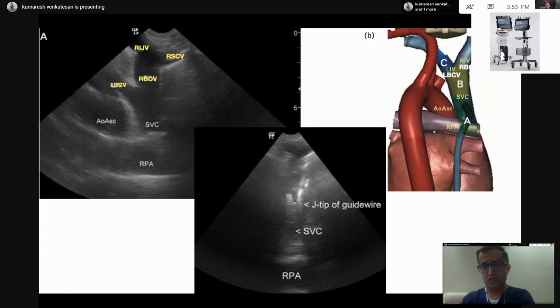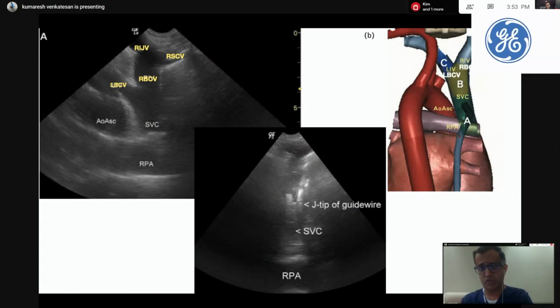And this is where I find the use of the microconvex probe very useful. If you tilt the probe and look down into the mediastinum, you can see the confluence of the internal jugular vein and the subclavian vein. You may be able to visualize the brachiocephalic vein and the upper part of the SVC. And here you will be able to see the advancing guide wire. In that way, you're certain that the guide wire is heading towards the heart, which is the intended area where you want the tip of the central venous catheter to finally reach at the end of the procedure.